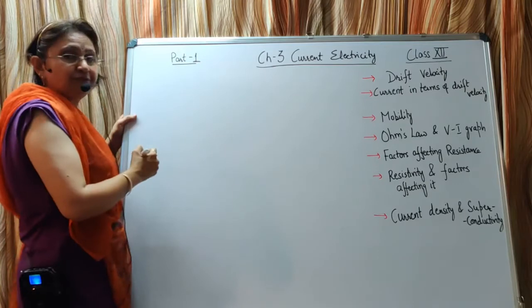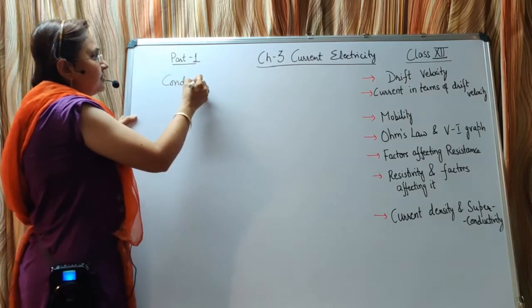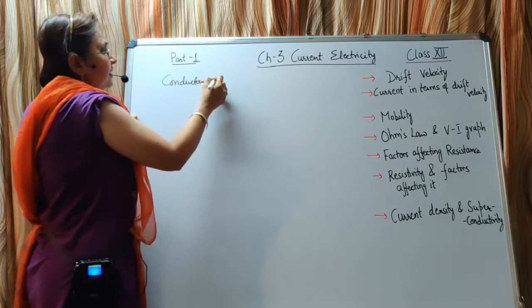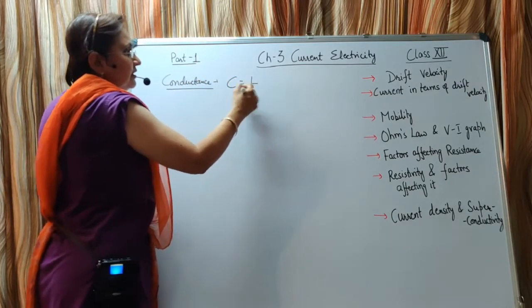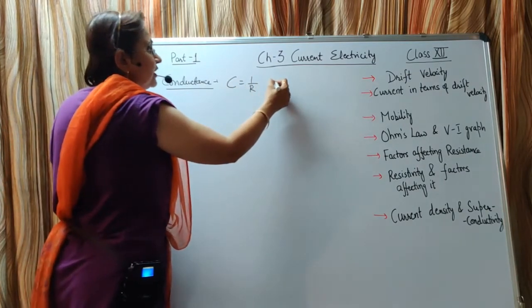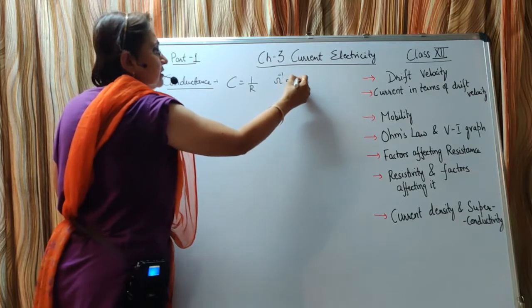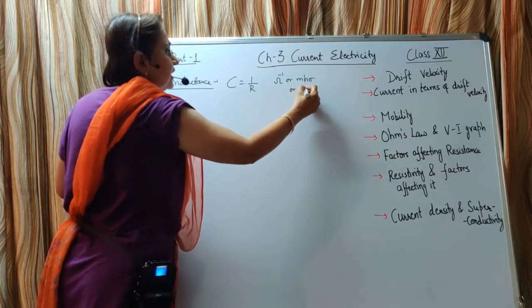Okay, now let's study a few definitions, very small definitions. The first one is conductance. Conductance is defined as the reciprocal of the resistance. Reciprocal of resistance, we call it conductance. So its unit is ohm inverse, which is also written as mho, or it is also written as Siemens.